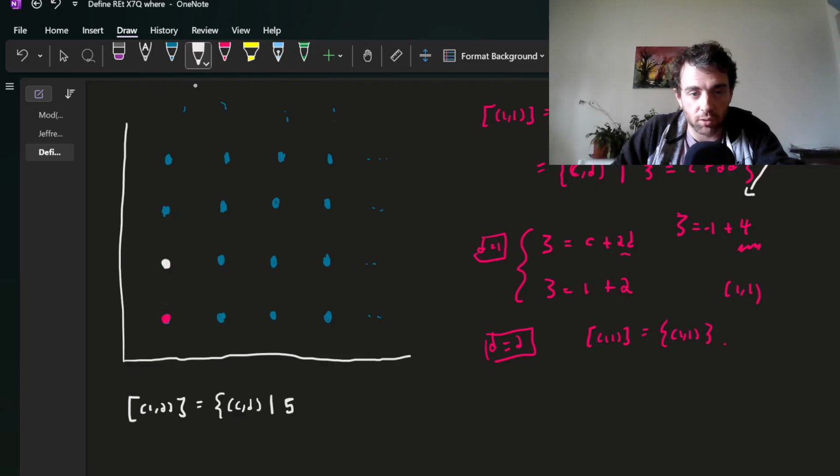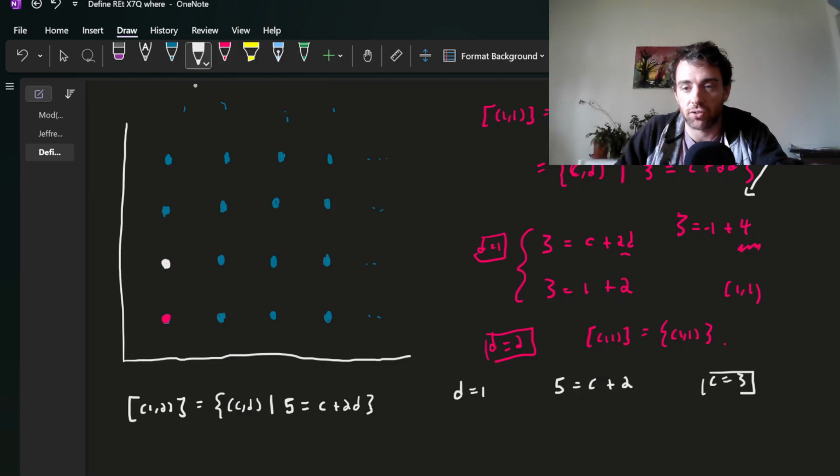This ends up being, we want the set of all pairs C and D so that C plus 2D is equal to 5. So again, the smallest that D could be is 1. So let's see, we would need 5 equal to C plus 2. So we see that I could take C to be equal to 3 in this case, and that would work. So the pair (3, 1), which is here, is in that same equivalence class. Awesome.